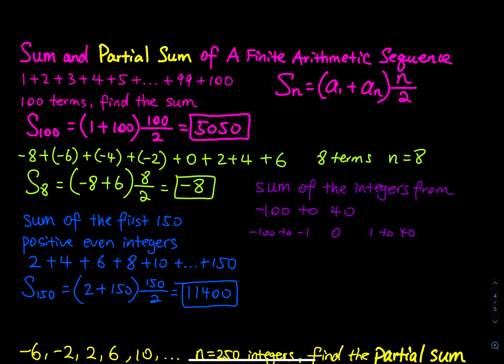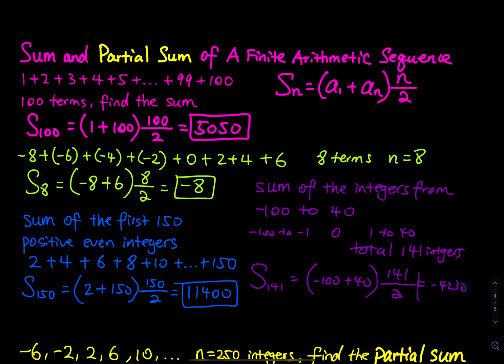So what is the total? The total is 141 integers. Okay, so we have S of 141. All right, so what is that equal to? The very first integer is negative 100, and the very last integer is 40, the first term and the last term. And then you have 141 integers, and you divide it by 2. So this is equal to negative 4,230.